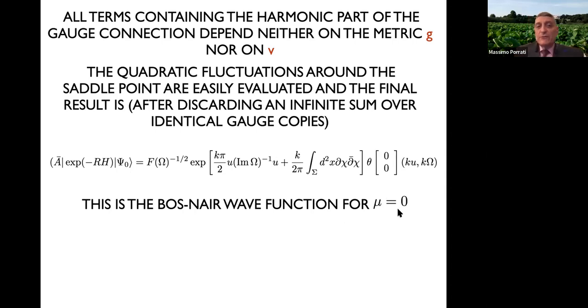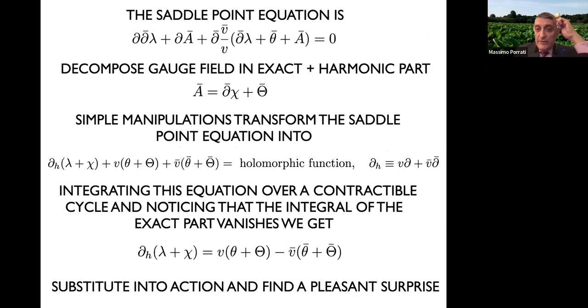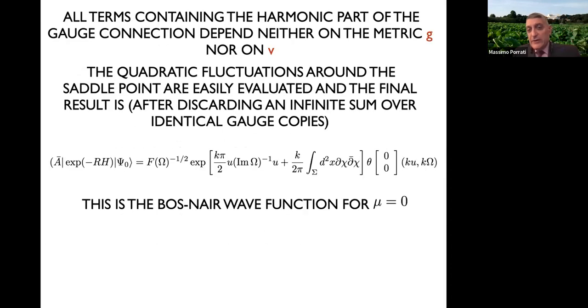So here the question that we asked before: what is the linear combination of Bose-Nair wave functions that corresponds to the partition function without Wilson loops? It is very simple. It's just one of those wave functions, the one with mu equal to 0. So this is actually the end of the story without Wilson loops. And now we are encouraged to continue and see what happens when we do introduce Wilson loops.